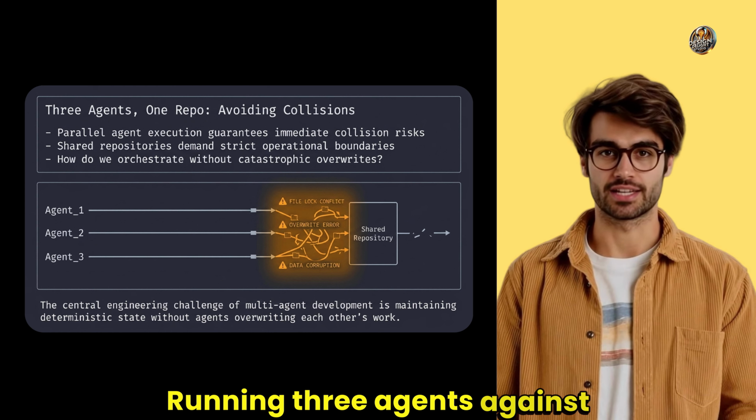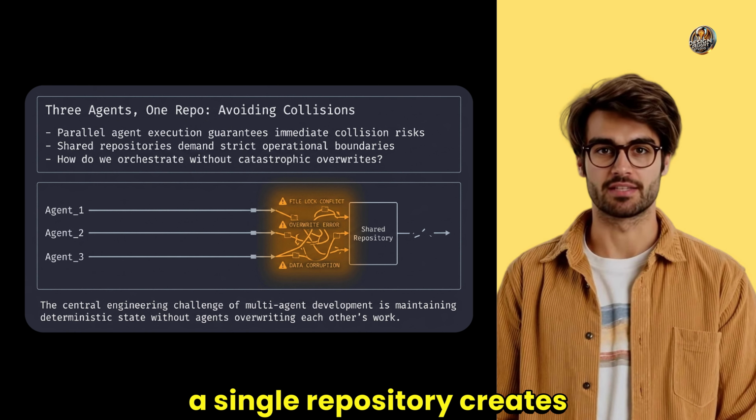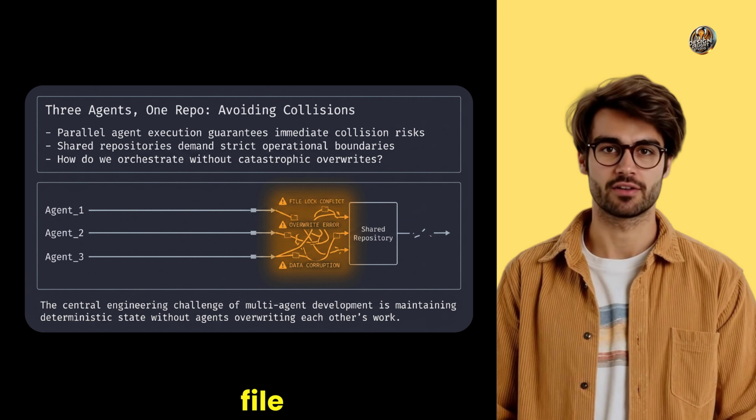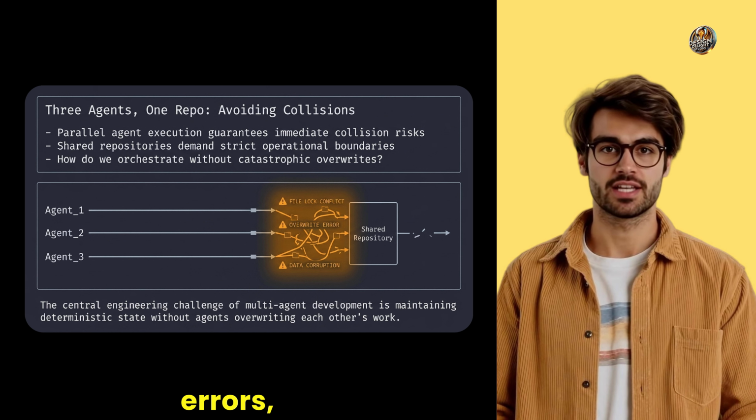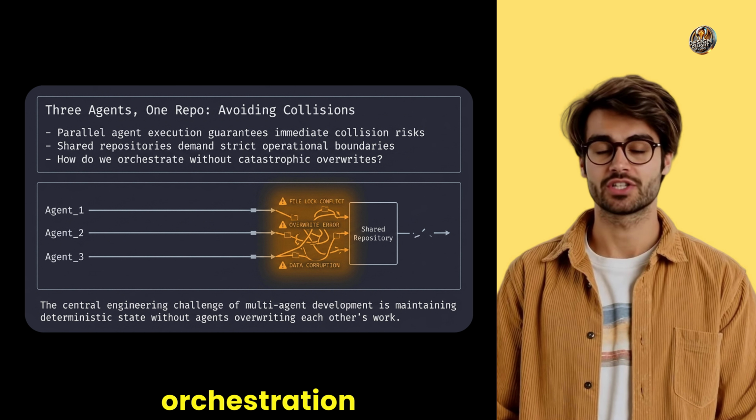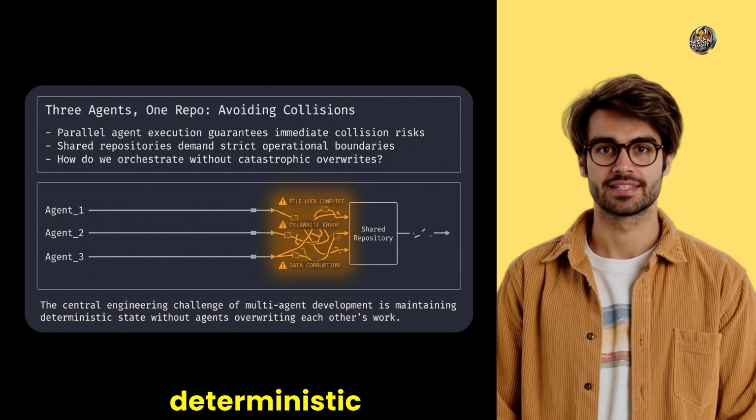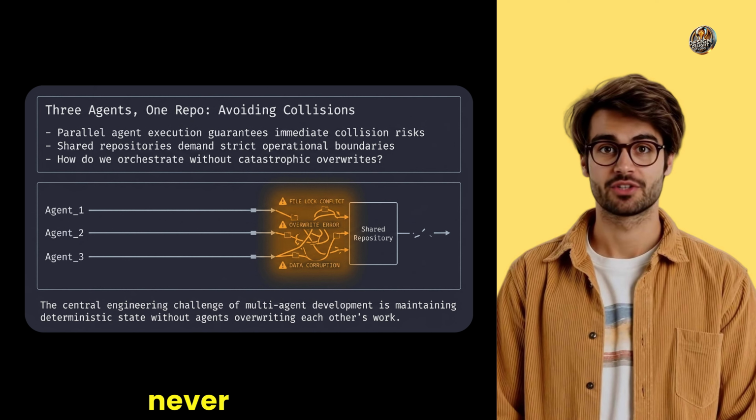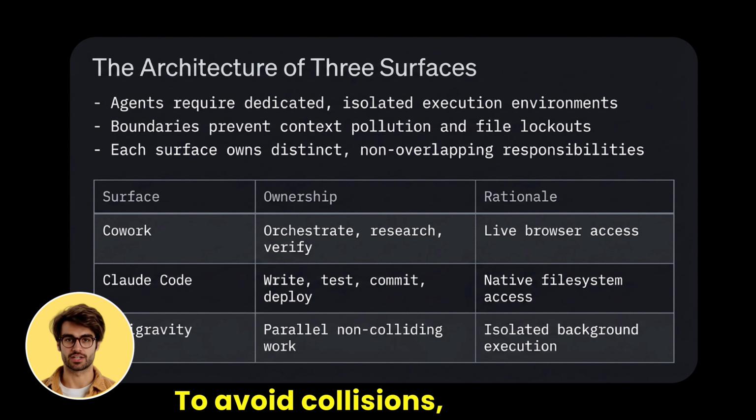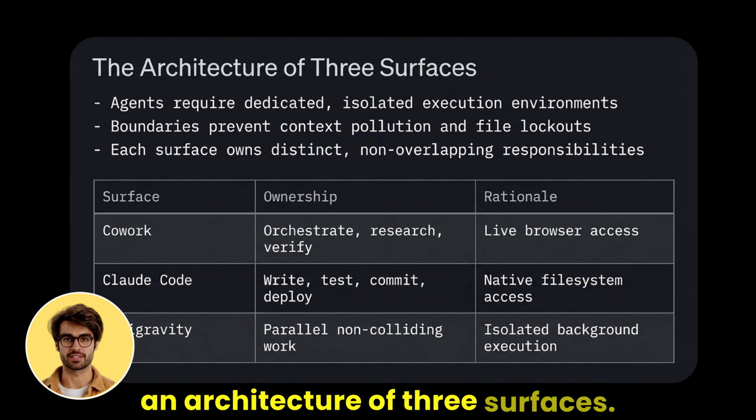Running 3 agents against a single repository creates immediate collision risk. Parallel execution can cause file locks, overwrite errors, and data corruption. The central challenge is orchestration, how to maintain deterministic state so agents never trample each other's work while still moving quickly. To avoid collisions, we adopt an architecture of 3 surfaces.